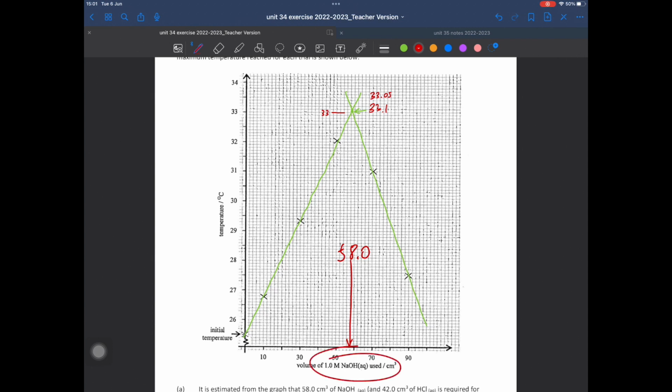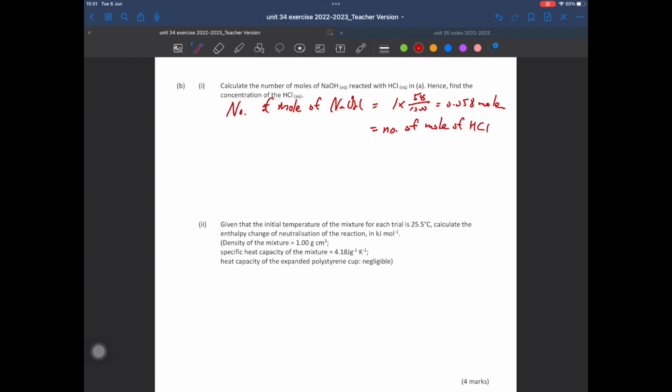We can find the number of moles of NaOH by using M times V equals number of moles. We can find the number of moles of NaOH, but also of HCl, because they have a 1:1 mole ratio. Then the concentration of HCl will be over the total volume, like this.